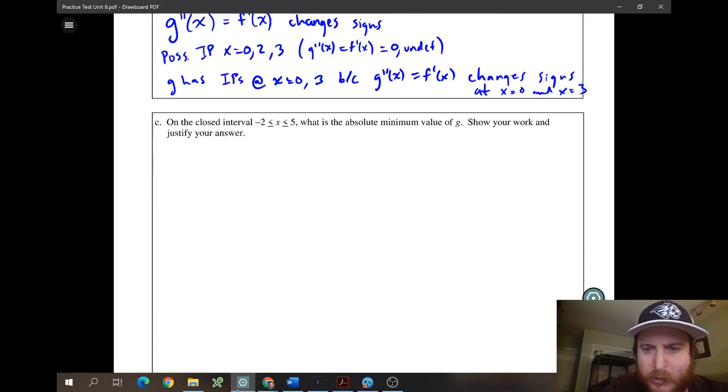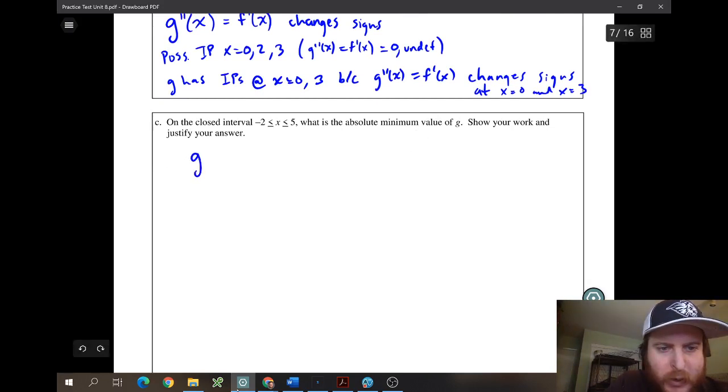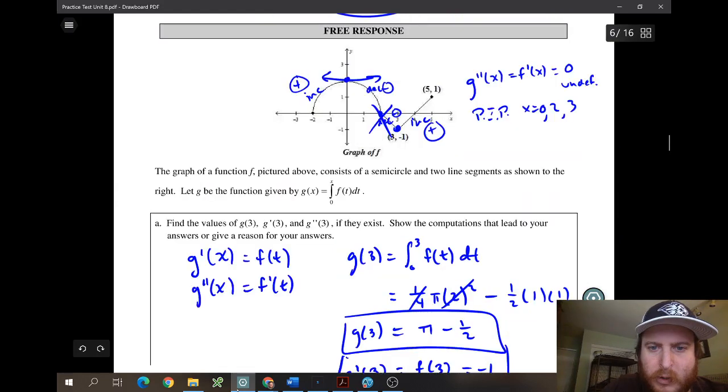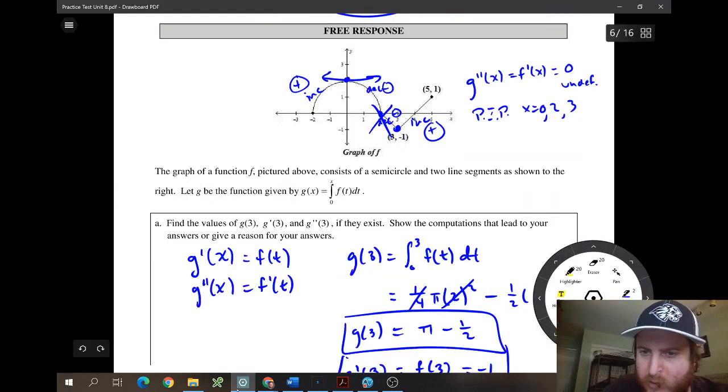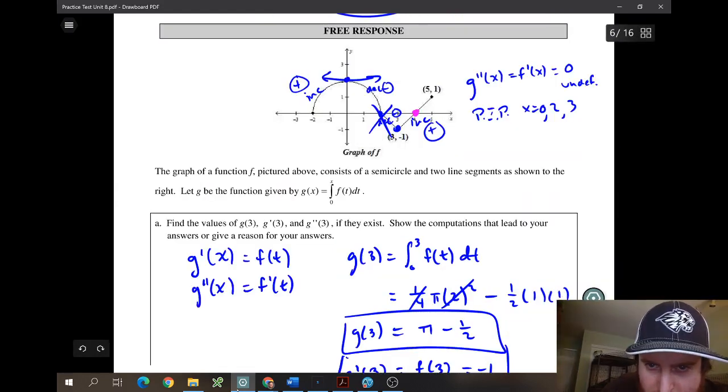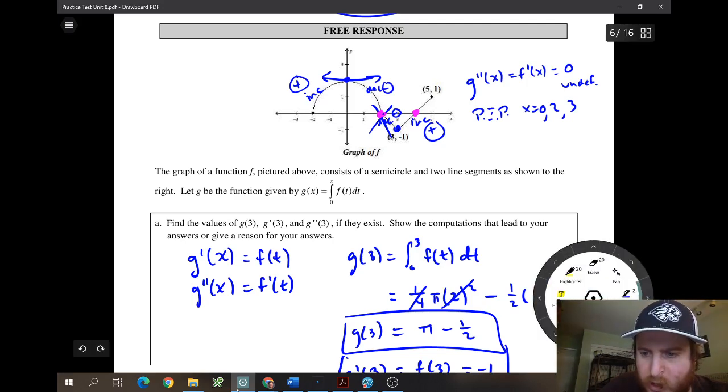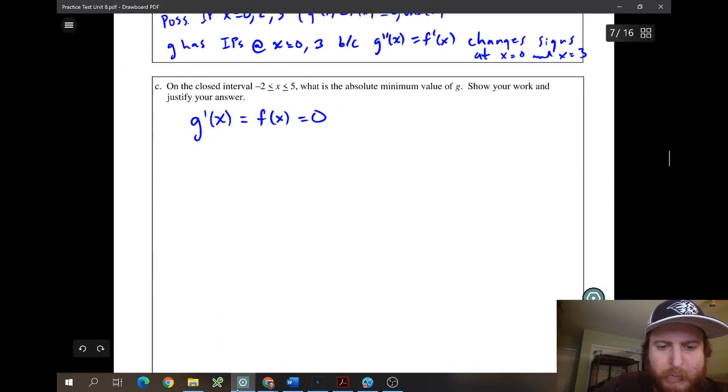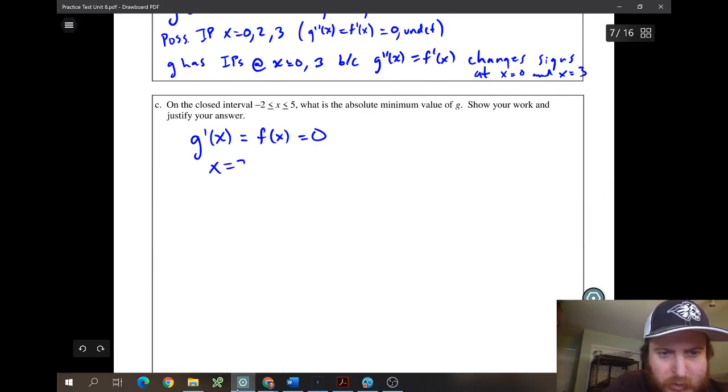C is probably the trickiest one, find the absolute minimum, but you can always guarantee yourself a point by just saying g prime of x. Now in this case it's equal to f of x is equal to 0, and so then find when f of x is 0. Well, f of x equals 0, that would be our zeros of the graph, so that's at 4 and at 2. We're not going to include -2 because it's an endpoint. We're already going to have it. So x equals 2 and x equals 4 are our answers there. So we're going to put this happens at x equals 2 and 4.